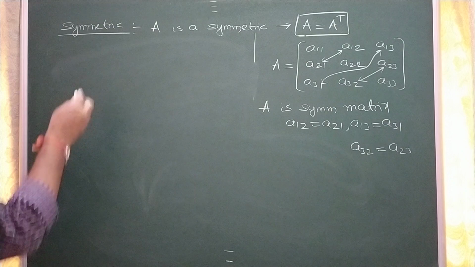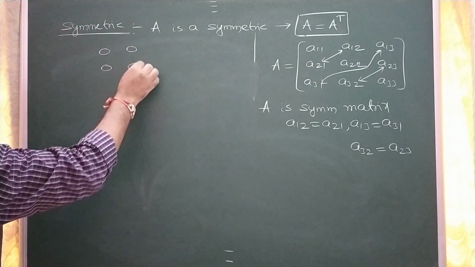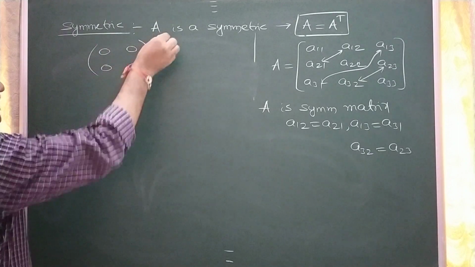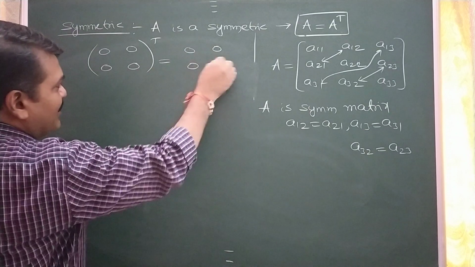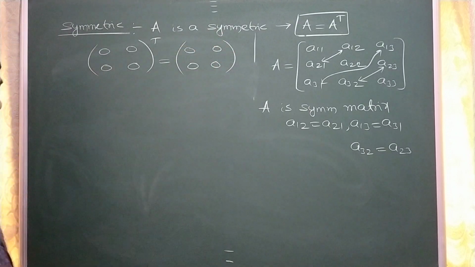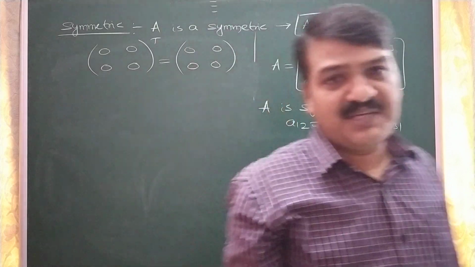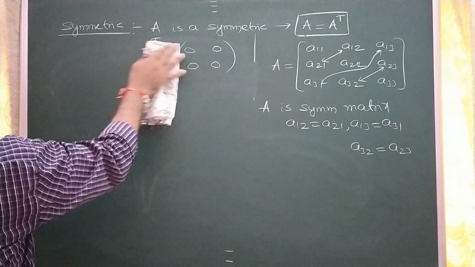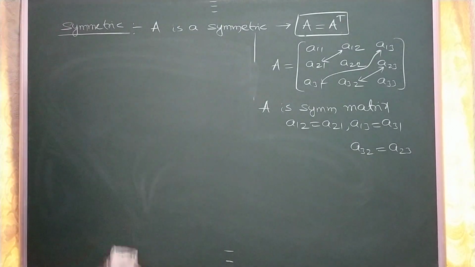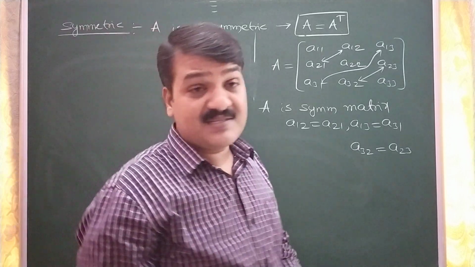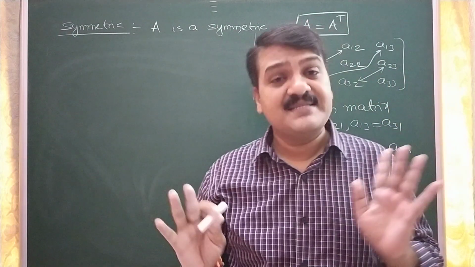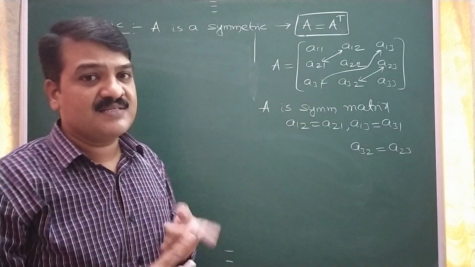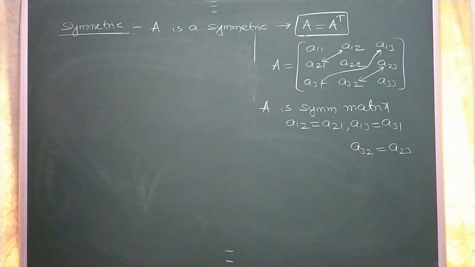So if you take a zero matrix, is it symmetric? Definitely, because if you are transposing this, then also you will get the same thing. A zero matrix has all zeros. Even if you transpose, you get the same thing. So a zero matrix can be a symmetric matrix when it is a square matrix. If it is not a square matrix, it will not be same because order will be different. So a zero matrix which is a square matrix can be a symmetric matrix. So that is one example.